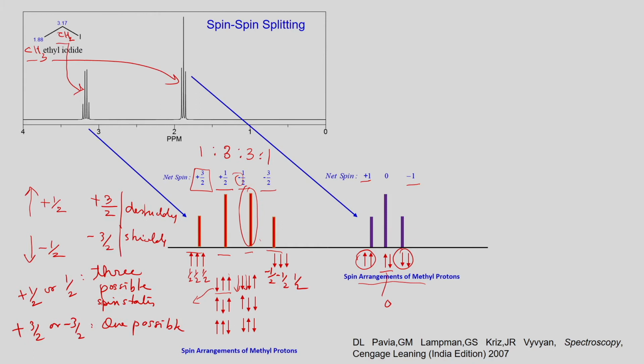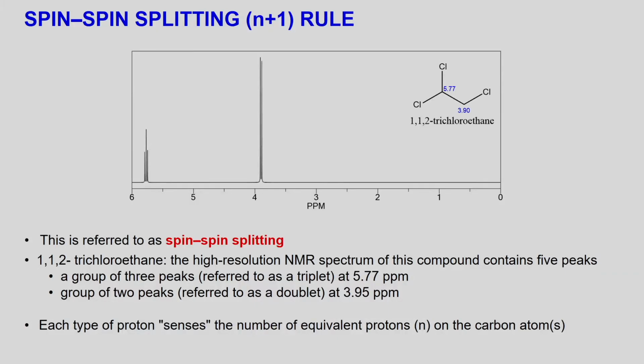Now we need to see why there are 3 here and why there are 4 here. This is the way the splitting occurs, how a particular proton senses the other proton within the same molecule. I will explain this in the next slide. Now, for spin splitting, again we take the example of 1,1-trichloroethane.